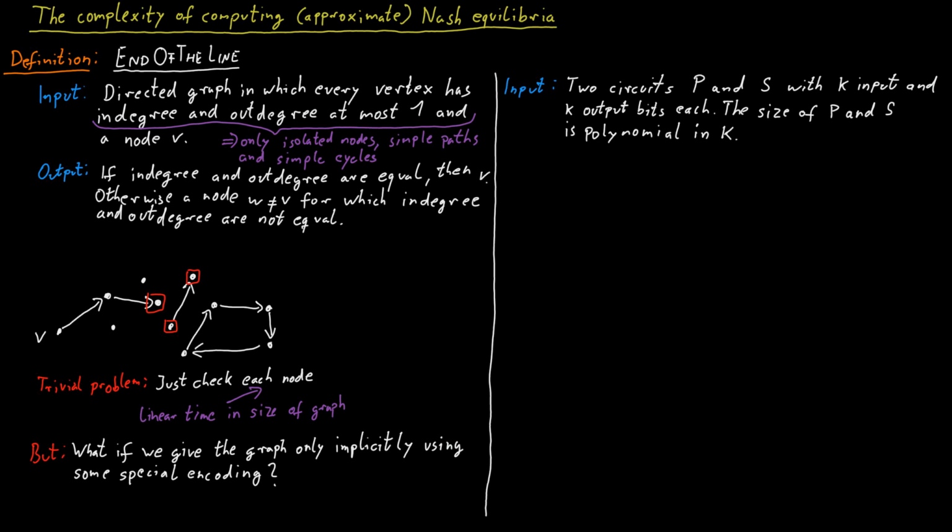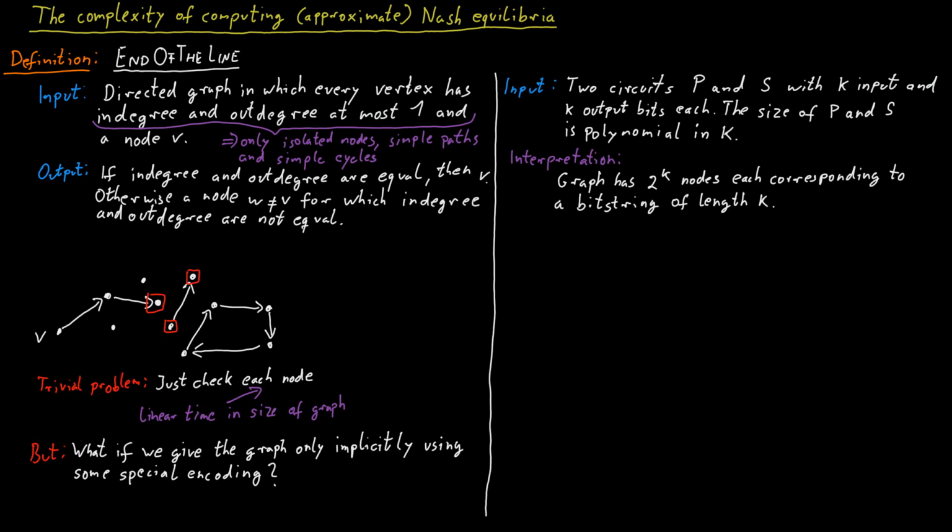Now, we can interpret these circuits as encoding a graph that we've seen on the left-hand side. So here's the interpretation. We assume the graph has 2 to the k nodes. That means an exponential number of nodes. And each node corresponds to a bit string. So we have an identifier for each node, and that's just a bit string of length k.